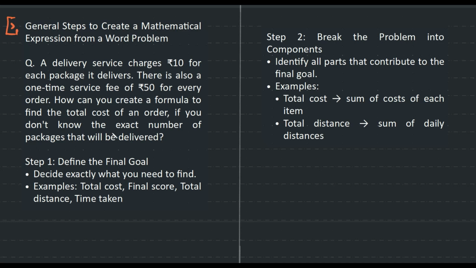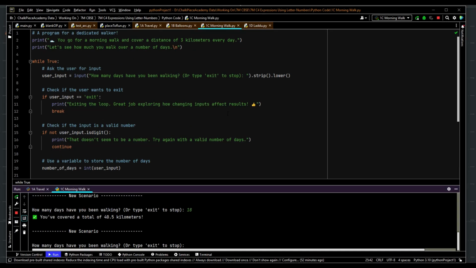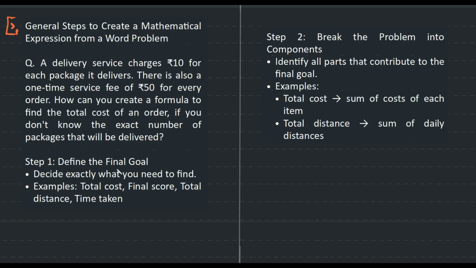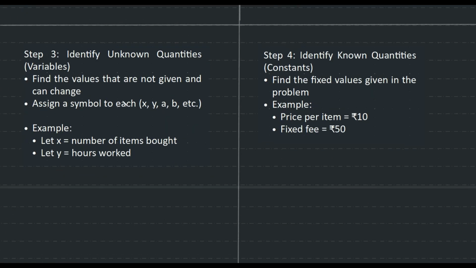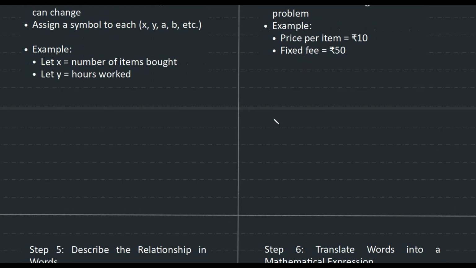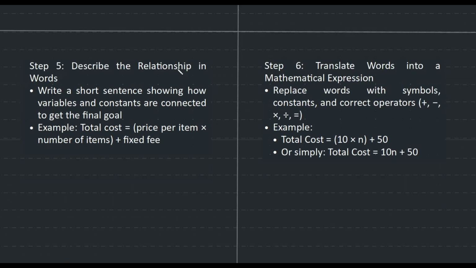This is not a rule per se, but this is how I think. Here we're looking at general steps to create a mathematical expression from a word problem. Before I came up with this set of expressions and all of this program, I thought about it and understood what my final goal was. I broke down the scenario. I identified the things that are changing, the things that are fixed, then established a relationship, and then translated it into a mathematical expression. And then I wrote a program.